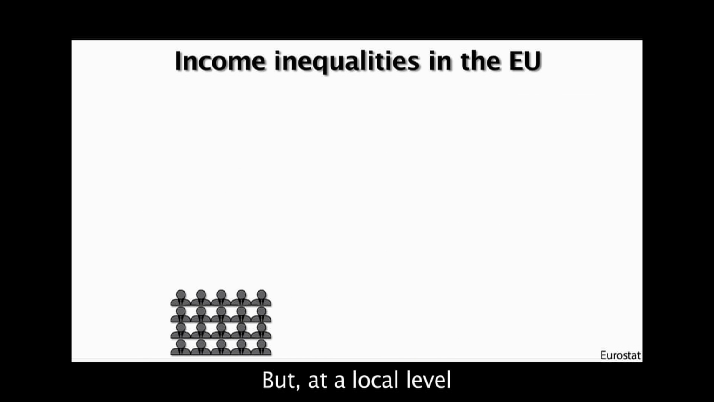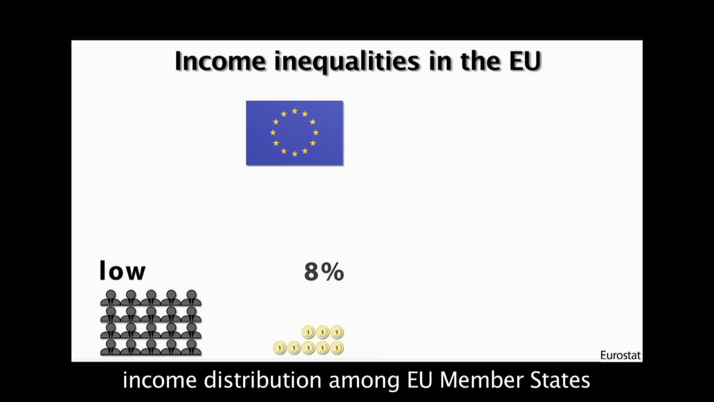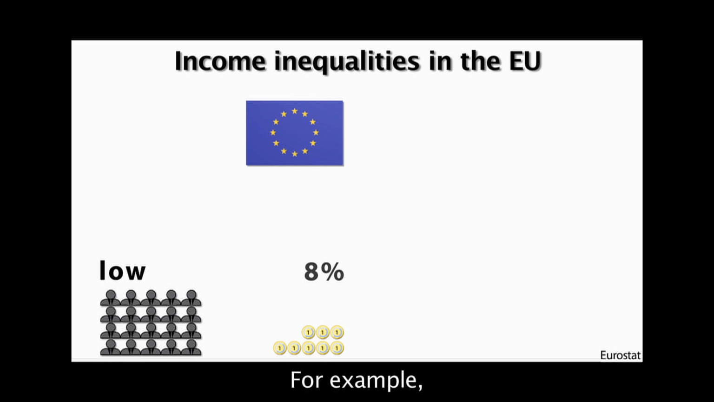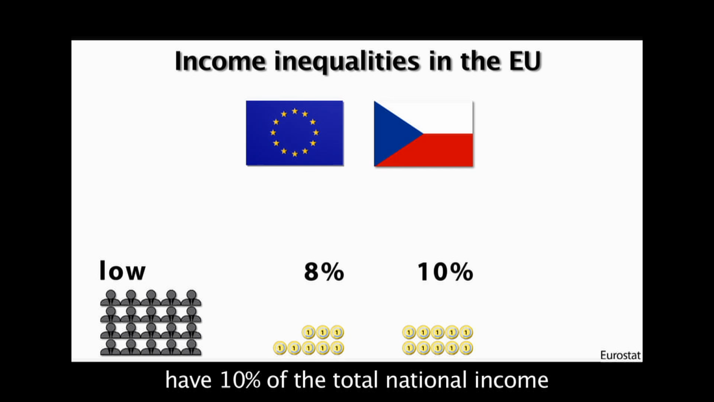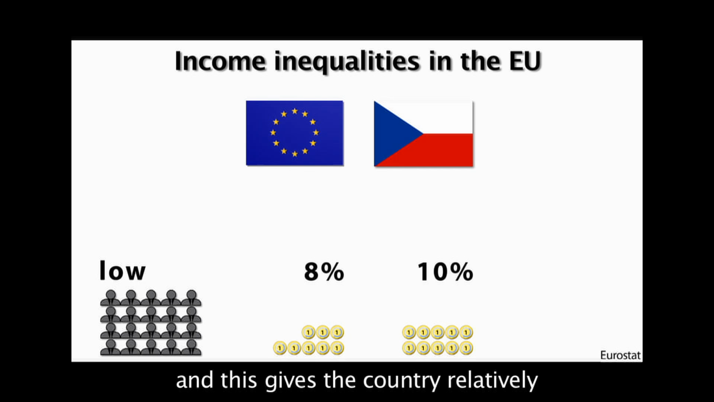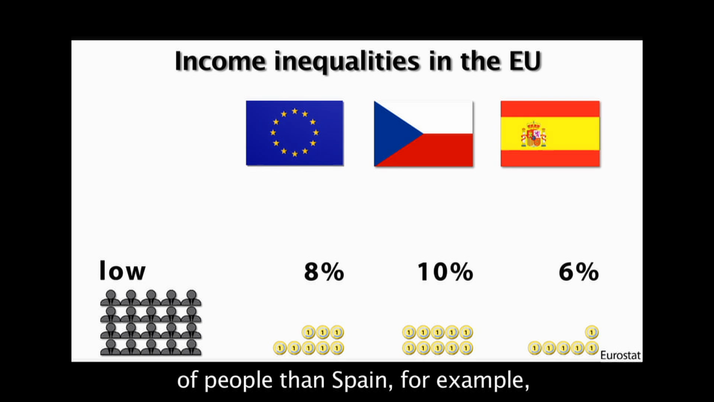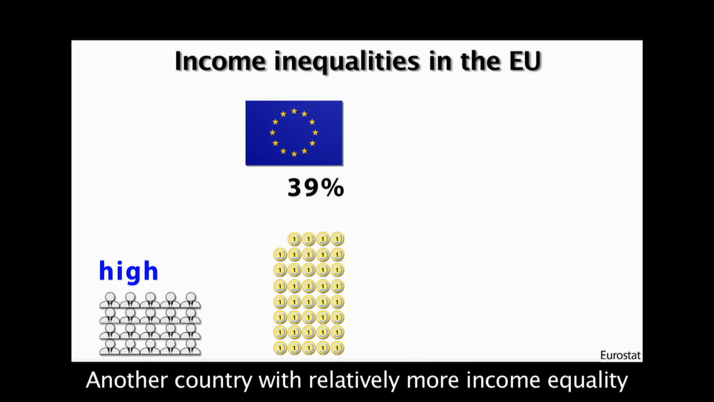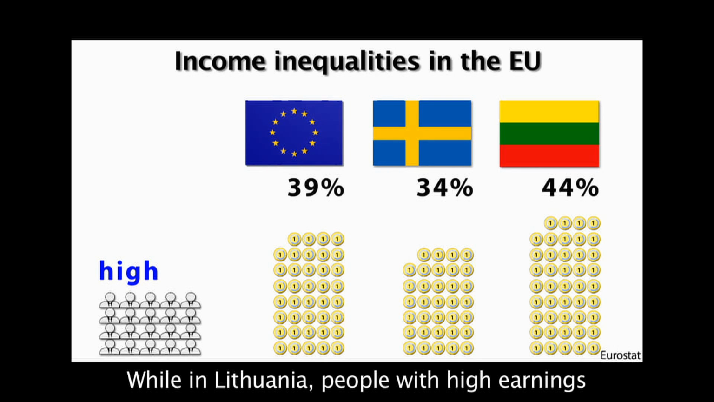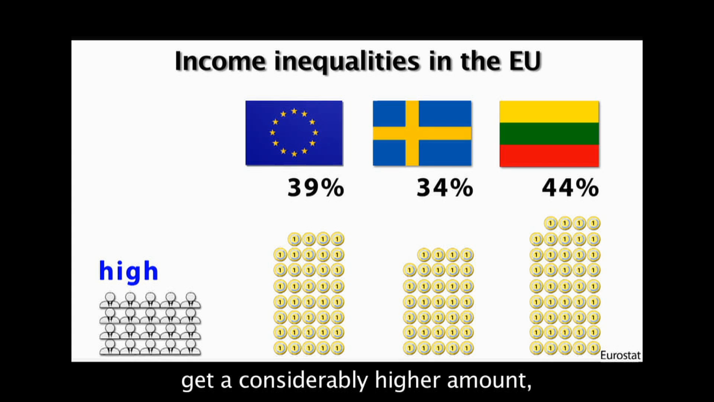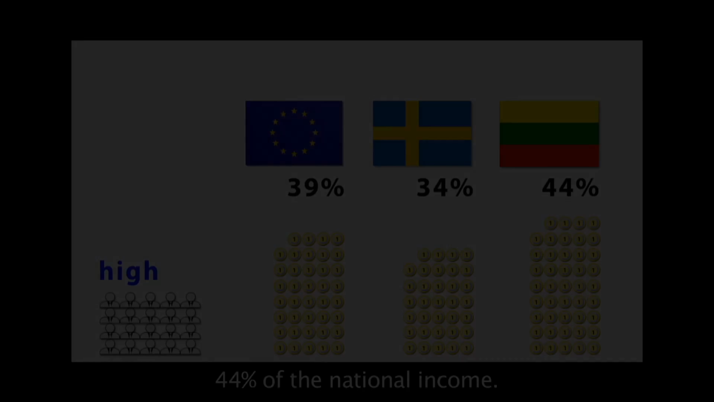But at a local level, income distribution among EU member states differs greatly. For example, low-income earners in the Czech Republic have 10% of the total national income, and this gives the country relatively more income equality for this group of people than Spain, for example, where the percentage is just 6%. Another country with relatively more income equality is Sweden, where high earners have just 34% of the total income, while in Lithuania, people with high earnings get a considerably higher amount, 44% of the national income.